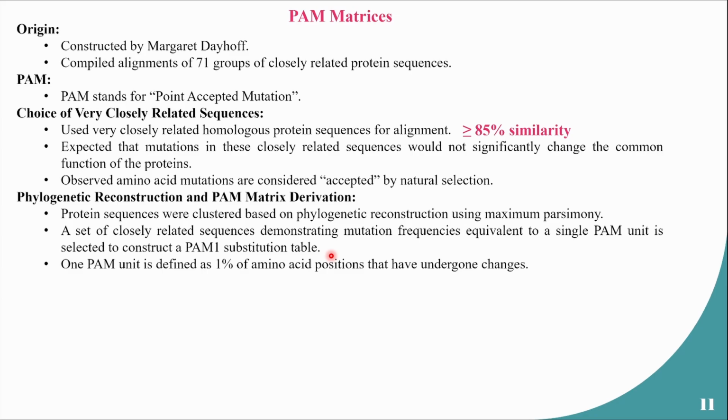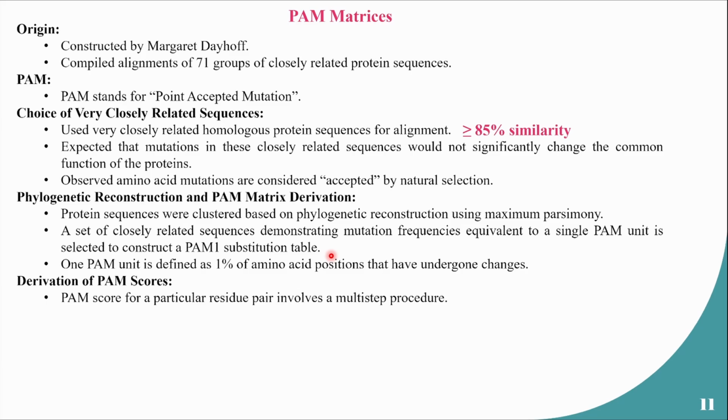In the same way, if we use the term PAM 250, that will mean that in a 100 amino acid long sequence, we'll see 250 mutations. That means on average, one amino acid will be mutating 2.5 times. But that's only an average. It does not mean that every single amino acid will mutate 2.5 times. Some amino acids will be mutating at a higher rate, and some will not mutate at all. But the overall value that we expect to get will be 2.5 mutations per amino acid in case of PAM250. So that's sort of it.